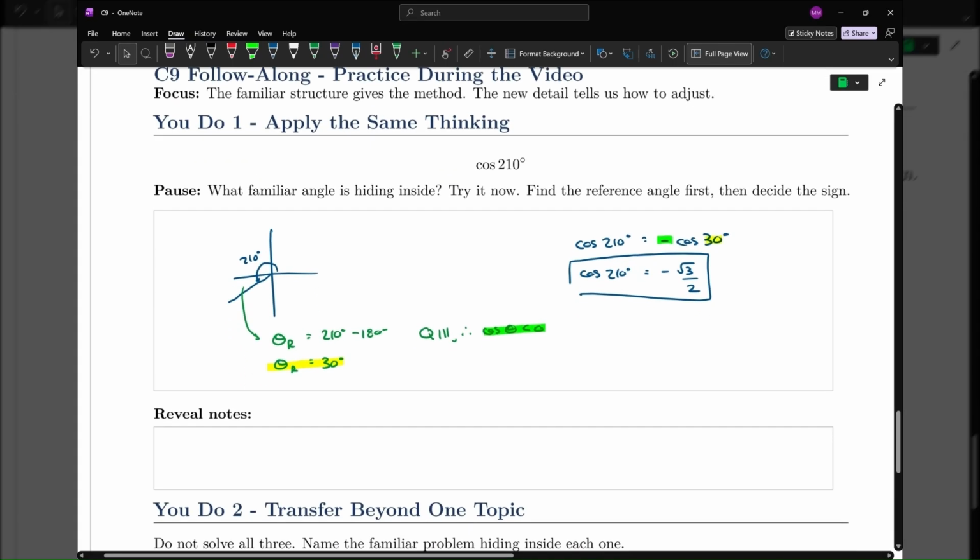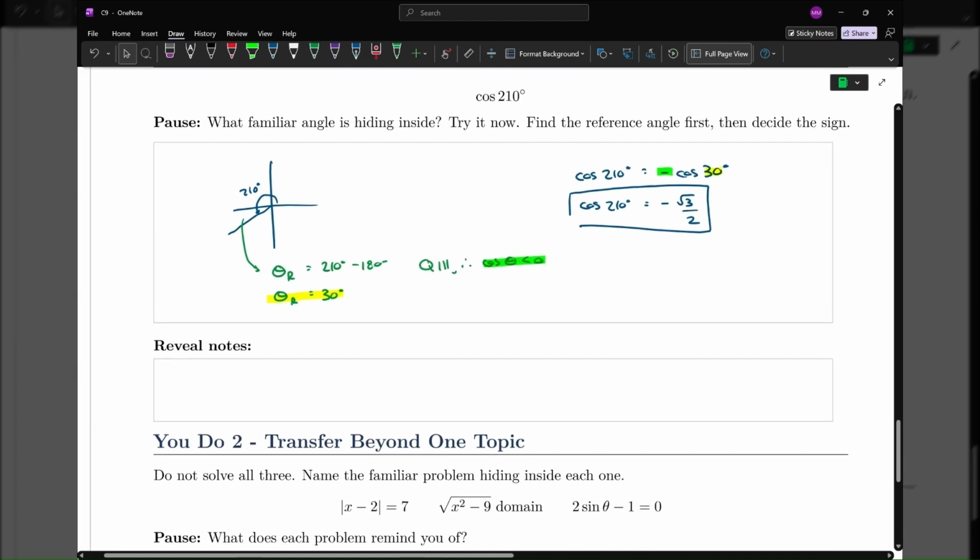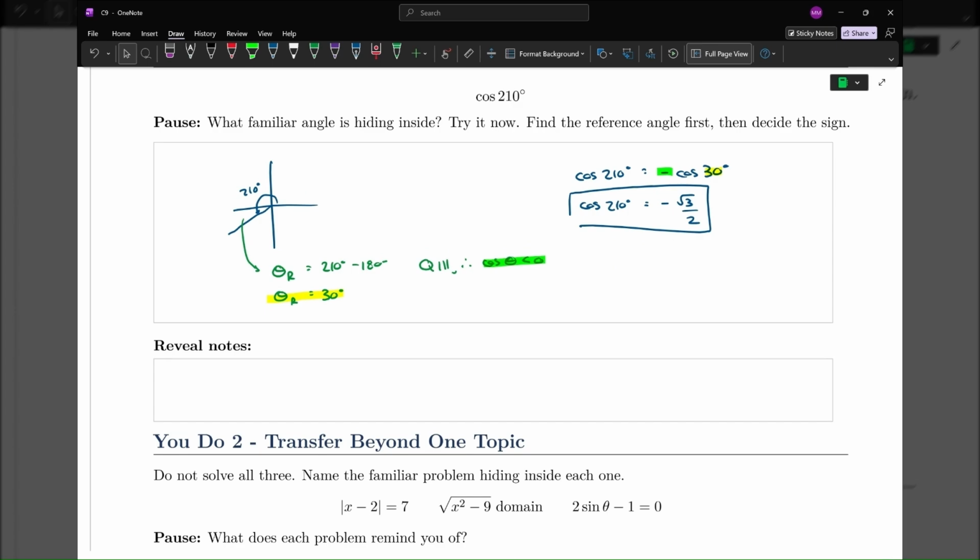And this next one is just an overall question. So you see 3 problems. So absolute value of x minus 2 equals 7, square root of x squared minus 9, and a question about the domain, and then 2 sine theta minus 1 equals 0. So question for you is, what does each problem remind you of? Don't solve them. You're just kind of identifying the structure here. So pause, try that question. So just name the familiar problem hiding inside each one.